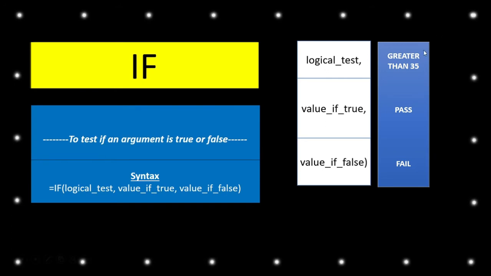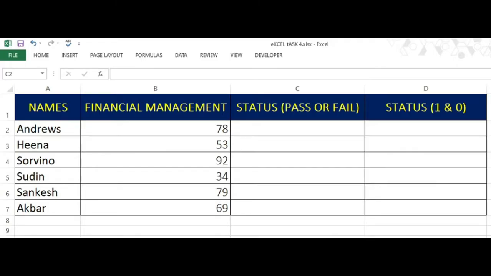For example, I would like to know whether a student has passed a particular exam or not. Now, I have given a condition. If the student gets more than 35 marks, he is passed. If the student gets less than 35, he is called failed. When the condition is satisfied, it will return pass. If the condition is not satisfied, then it will return fail. Let's see with an example. We'll try to understand how to use the IF formula in MS Excel.